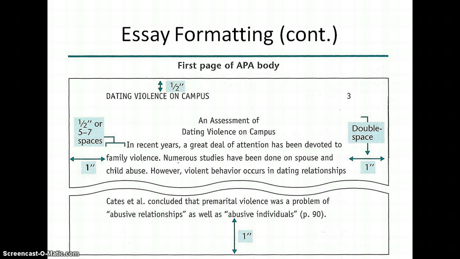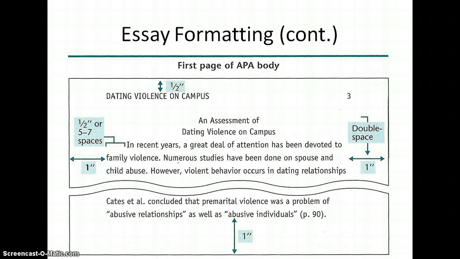The first page of your APA body. Your running head is 1/2 inch from the top, 1 inch from the left-hand margin. Your page number is 1/2 inch from the top and 1 inch from the right-hand margin. The title is centered: An Assessment of Dating Violence on Campus. Double space and hit 1 tab or 5 spaces and indent.